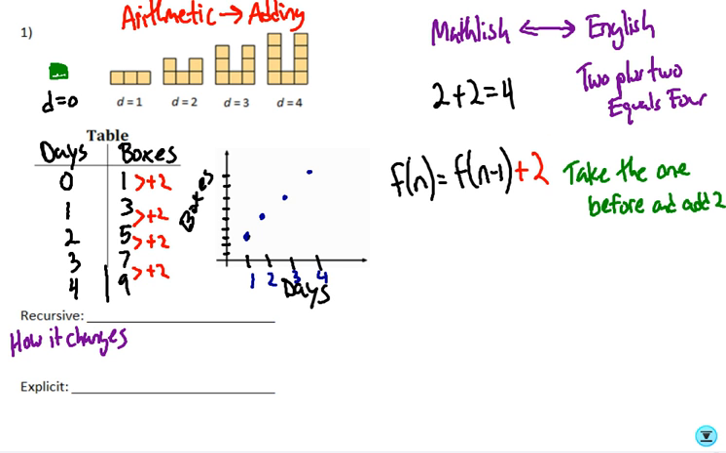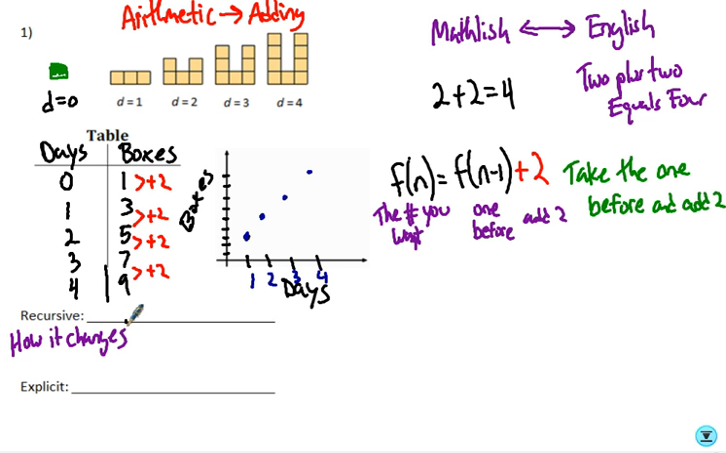So let's make sure we understand what this is. Right, so this is the one you want. So the term, or think about it as the number you want. So to get the number you want, you take the one before it, and then you're going to add 2, right? So if I wanted to know, for instance, what it was on day 4, I would take the one before it, and I would add 2, which would give me 9, right? So all this is just a shorthand notation instead of writing all this stuff out into words.